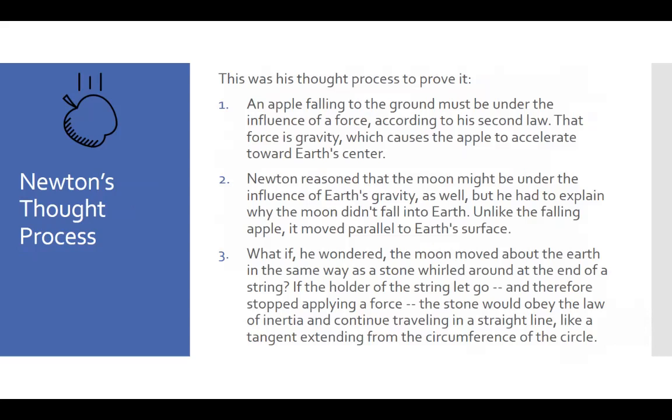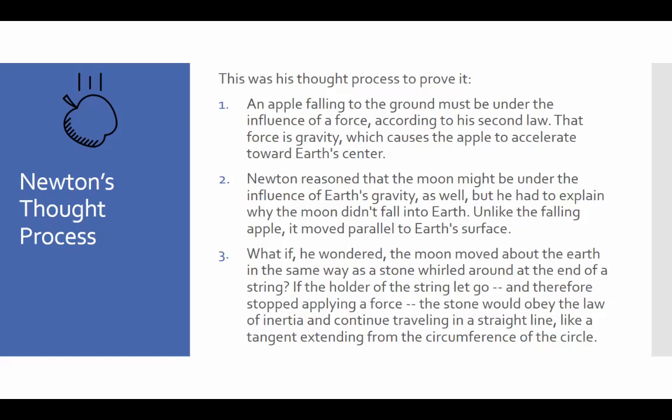Newton reasoned that the moon might be under the influence of the Earth's gravity as well, but then he had to explain why the moon didn't fall to the Earth. Unlike the falling apple, it moved parallel to the Earth's surface. And so that forward motion, inertia, Newton's first law, kept it moving forward. And the centripetal force that we talked about is going to pull it towards the Earth, bending its arc. But if it was going fast enough and far enough out, that arc would continue in a circular or elliptical orbit around the planet.